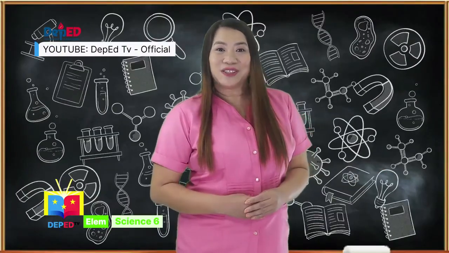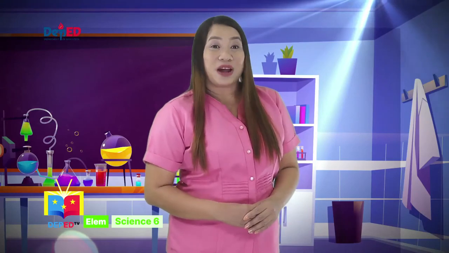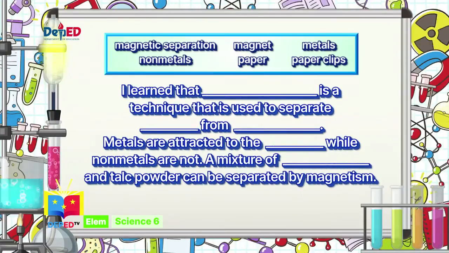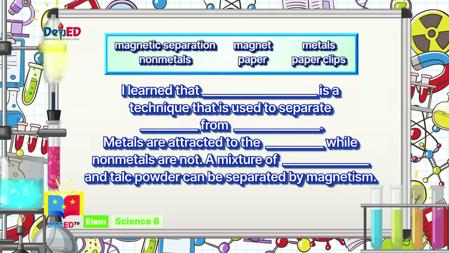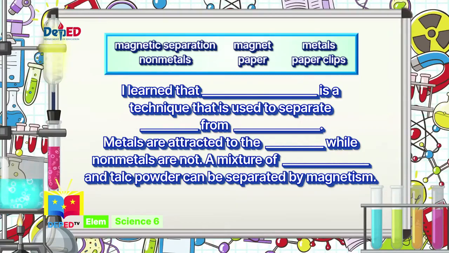Now, let's go to what I have learned. Complete the statements by choosing the correct answers from the given choices in the box. Write the complete paragraph on your paper. I learned that blank is a technique that is used to separate a blank from blank. Metals are attracted to the blank, while non-metals are not. A mixture of blank and talc powder can be separated by magnetism.